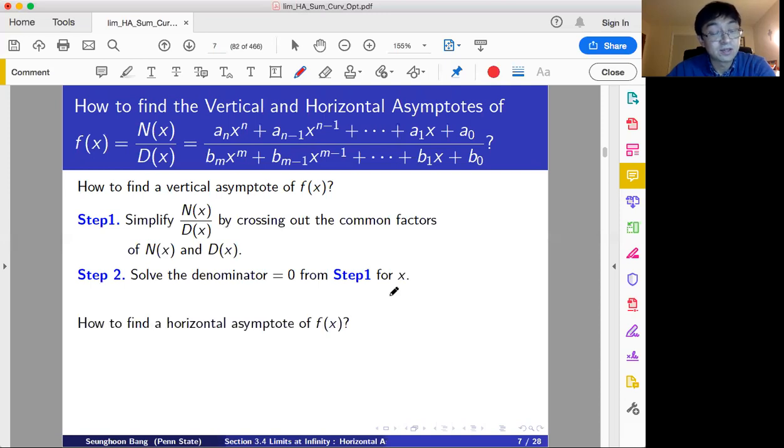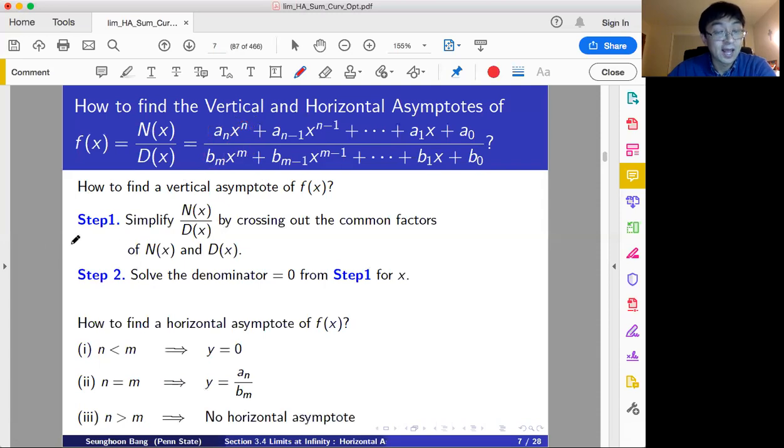So how to find the horizontal asymptote of f of x? You can compare powers. Here, n is the top power and m is the bottom power. If the top power is less than the bottom power, the horizontal asymptote is y equals 0. If n equals m, the top power n is exactly the same as the bottom power m, and y equals the coefficient a sub n over b sub m. If n is greater than m, we don't have a horizontal asymptote.